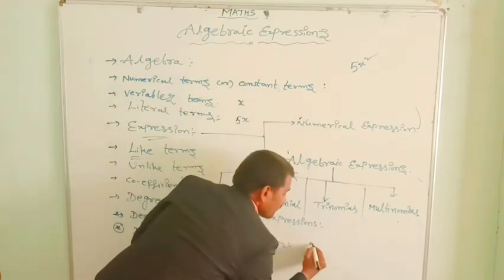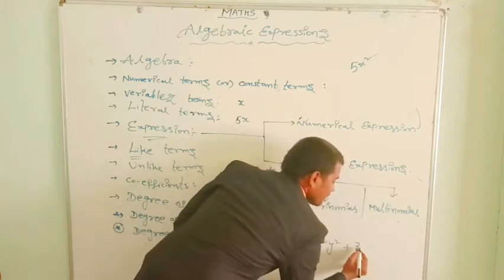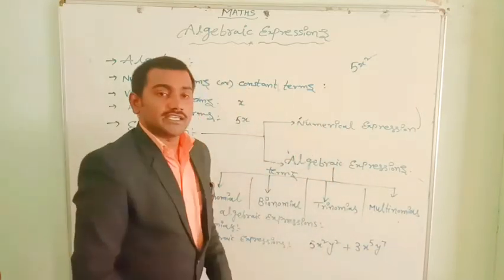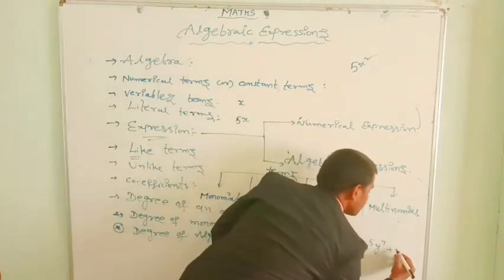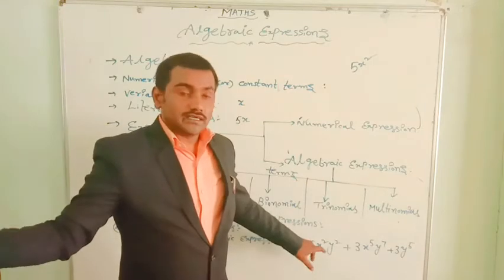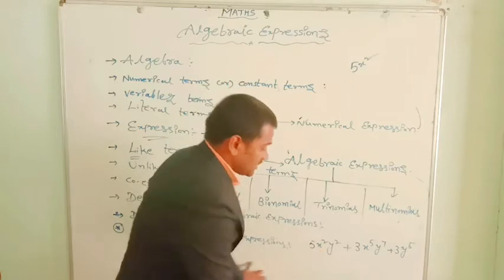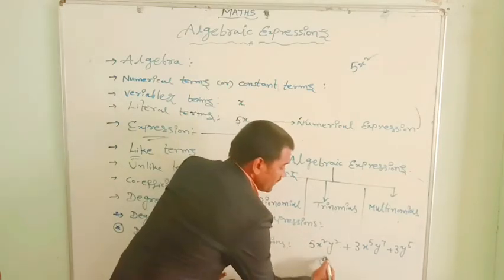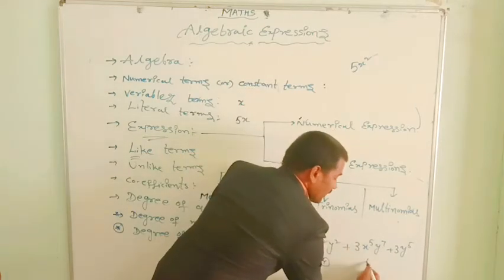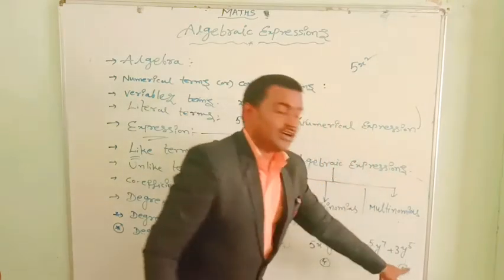5x square y square plus 3x to the power of 5 y to the power of 7 plus 3y to the power of 5. Let's see, here we have 3 terms. The first term has 2 plus 2, 4 as its degree. The next term has 5 plus 7, 12 as its degree. And the last term has 5 as its degree.